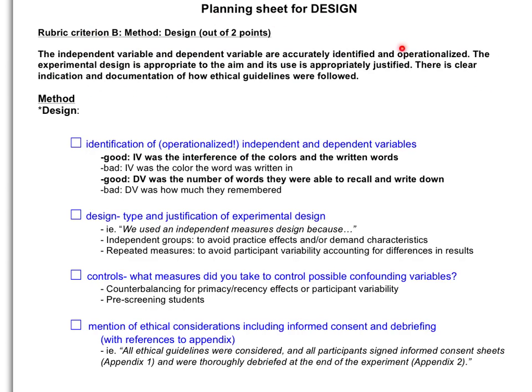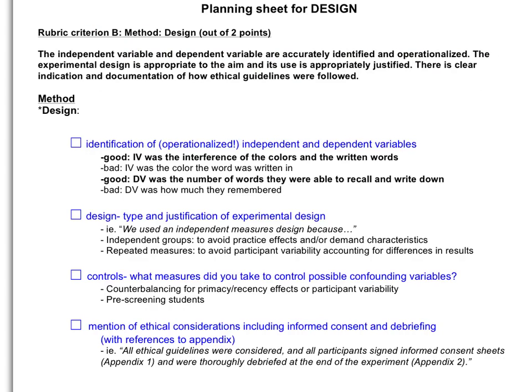Now remember, this is word for word the rubric, okay? So how do we get the full 2 points out of this rubric? Well, first of all, what we need to do is identify and operationalize the independent and dependent variables, okay? So here's a couple of examples for you.